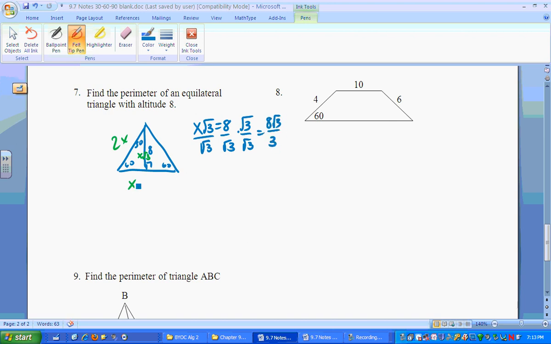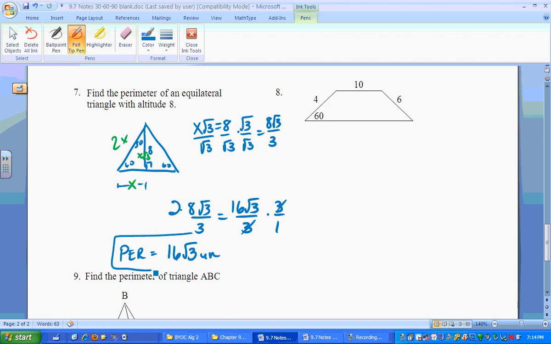3 does not go into 8. So that's this half right here. We want the whole thing, so we're going to multiply by 2. So our final answer for one side length is 16 root 3 over 3. But wait, we have 3 of these, so we times it by 3. And look at that, the 3's cancel out, so our perimeter is equal to 16 root 3. And then there's some type of units there.